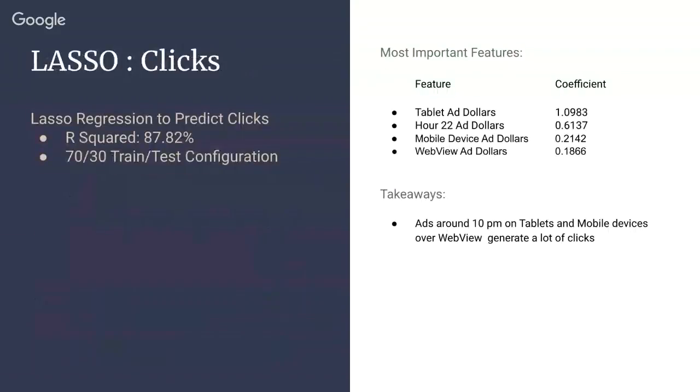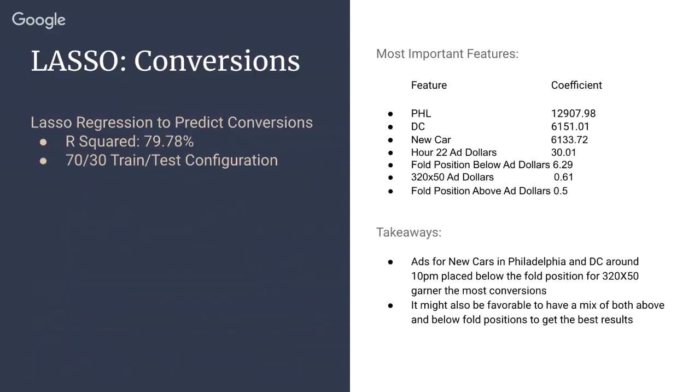Now let's take a look at the important features that drive clicks. In the lasso model, we saw that tablet 10 p.m. ads and mobile device using WebView were the most important ones. If we look at the coefficient column for the tablet, we can see that there's a value of 1.09. What this translates to is that increasing the ad spend for tablet devices by $1 would increase the number of clicks by a factor of 1.09. Similarly for the rest. We can also see that the R-squared value this model gave us was 87.82%, which is a fairly great predictor. Now let's take a look at the next slide, which talks about the conversions.